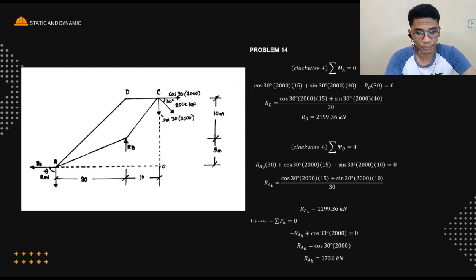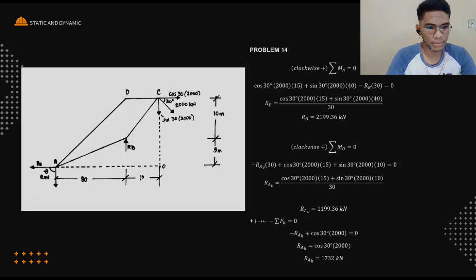Pa-clockwise din po siya, so positive din po. Minus our RB kasi yung RB po natin, yung force po natin is pa-counterclockwise po multiplied by 30 which is its moment arm is equals to 0. Then let's isolate RB. So RB is equals to cosine 30 degrees multiplied by 2,000 multiplied by 15, the moment arm, plus sine 30 degrees multiplied by 2,000 multiplied by 40 which is its moment arm also over the 30. So, our RB is equals to 2,199.36 kilonewton. So, meron na po tayong RB.